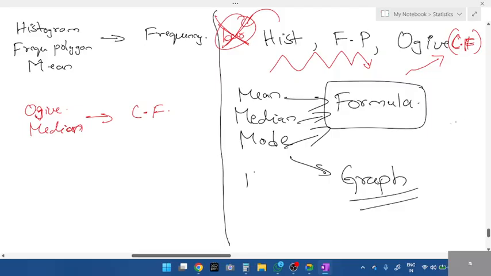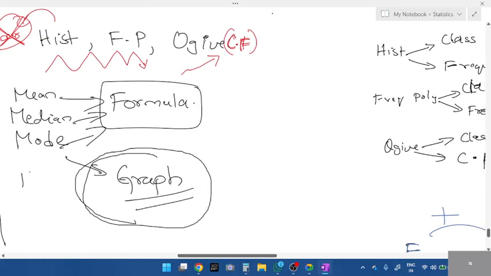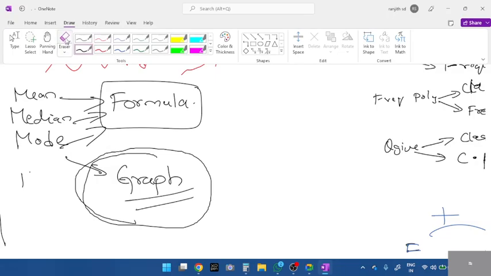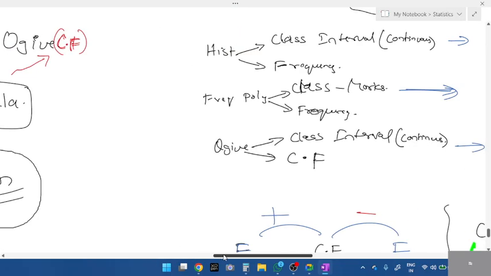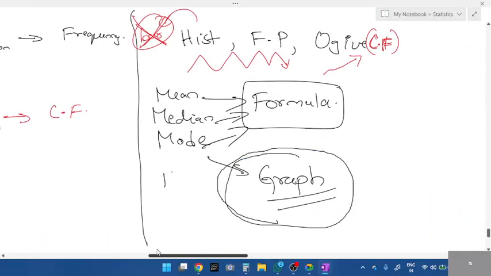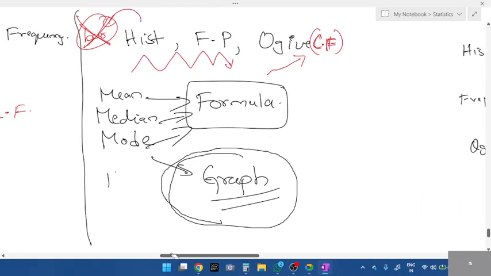Only thing, graph might be a bit confusing, this part, where you apply mean, median, mode. Another one or two weeks we keep practicing, even that you will understand the graph part. If you want, make a note of this, students. Histogram, frequency polygon, ogive graph. Ogive is also known as cumulative frequency. Then we have three parts: mean, median, mode.